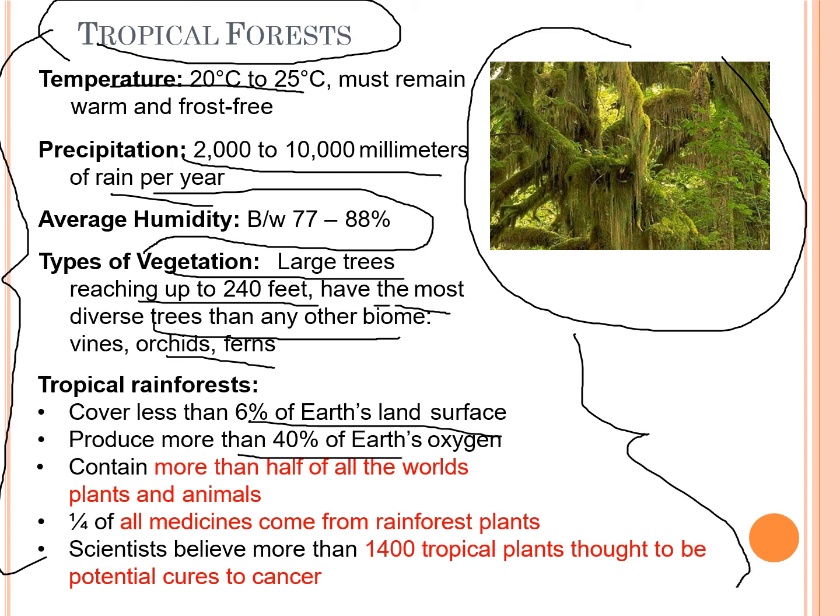It produces more than 40% of Earth's oxygen. It contains more than half of all the world's plants and animals. So these are some of the important facts that may come in your MCQ or descriptive type questions. It covers 6% of the Earth's entire land, and it produces 40% of the Earth's oxygen, and contains more than half of all the world's plants and animals. We have one quarter of all medicines coming from rainforest plants, and scientists believe that more than 1400 tropical plants are thought to be potential cures for cancer. Definitely this is a very huge plus point. So these provide a home or cure or services to cancer treatment.